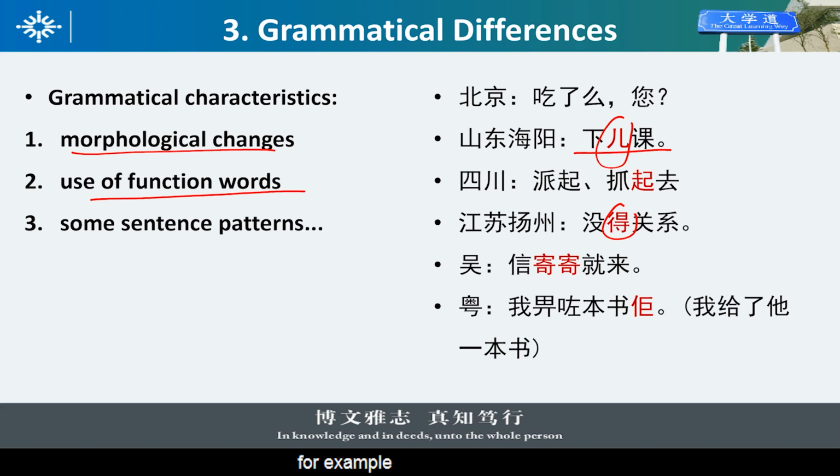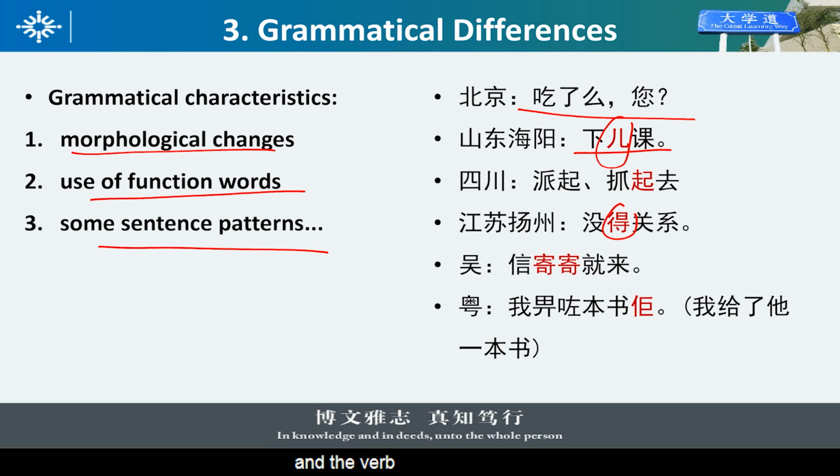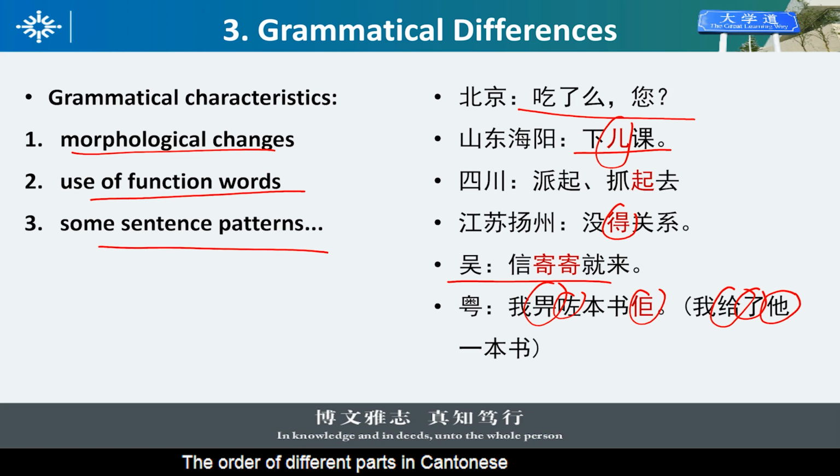And some sentence patterns. For example, in Beijing dialect, we sometimes say 吃了吗您, the reversal of the subject and the verb. And also the duplication, for example, in Wu 方言, 信寄寄就来, I'll come here after I send the message. And here is another example from Cantonese. 我俾咗本書佢 literally means 我给了他一本书. 俾 means 给, 咗 is 了, 佢 corresponds with 他. 本书 is 一本书. So the order of different parts in Cantonese can be different from Mandarin.